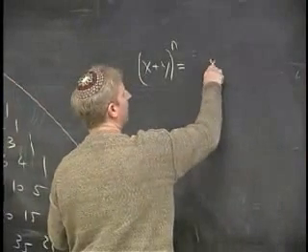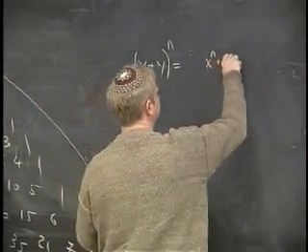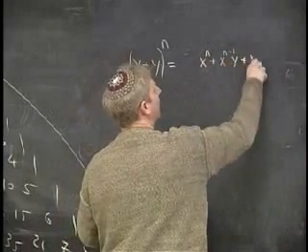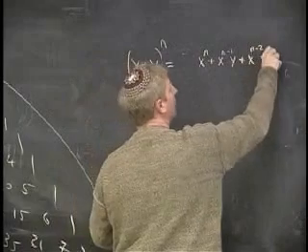First, I'm going to write these terms out. X to the n, x to the n minus 1 y, x to the n minus 2 y squared.